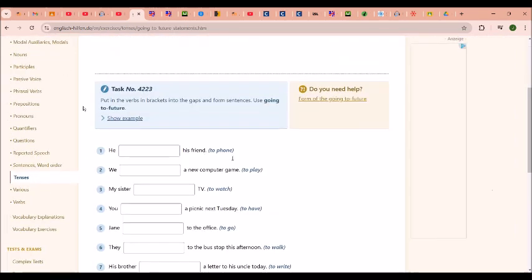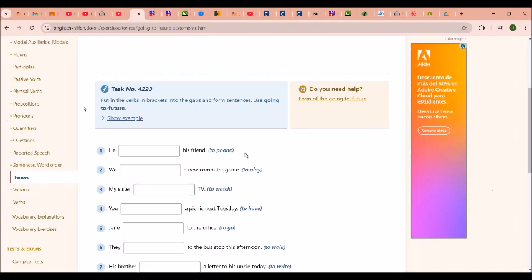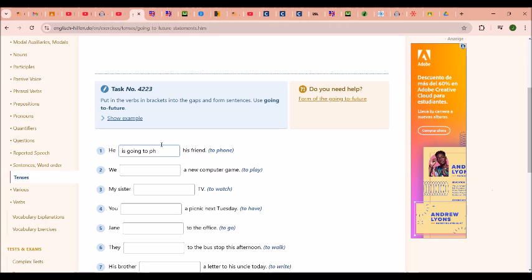All right, let's go with Kenya, number 1. Only with going to and the verb. He is going to phone his friend. Perfect. All right, and yes, you can use phone as a verb. It's the same as he's going to call his friend. All right, thank you.